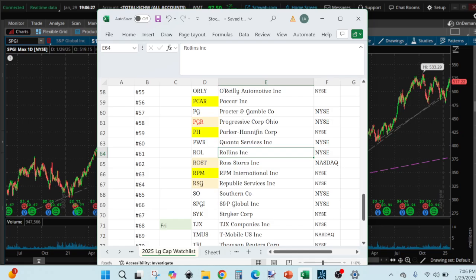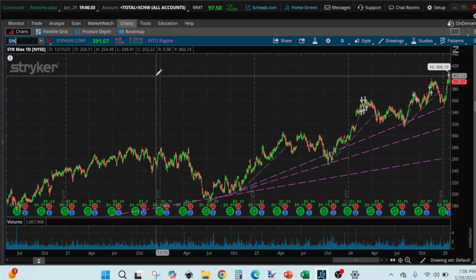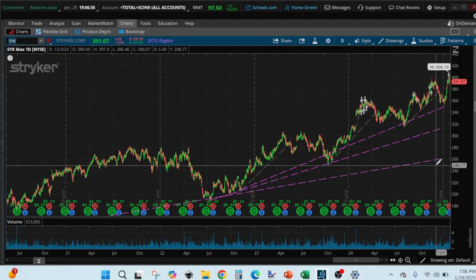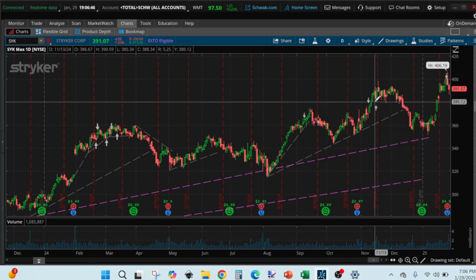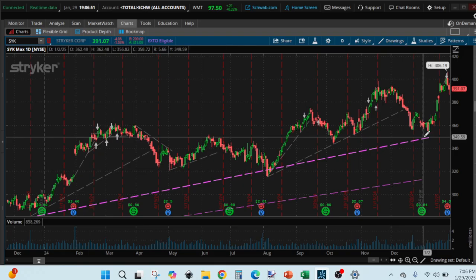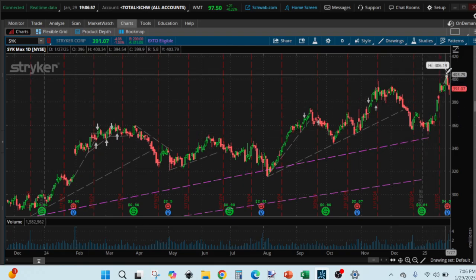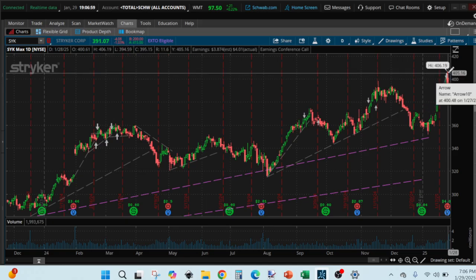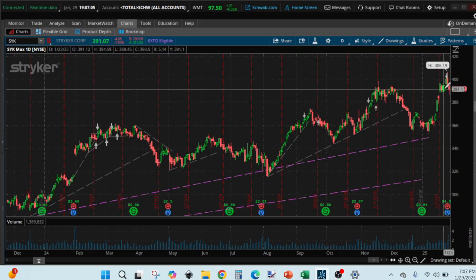SYK. For SYK, we have those three lines to buy at, and we purchased it sometime in November. It went up a little bit and the price dropped on us. So in November, the price dropped to this trend line and started going up from there, and we sold it maybe 2 days ago or so. We sold it there to lock in some profits.